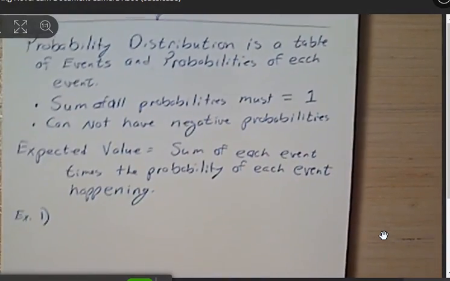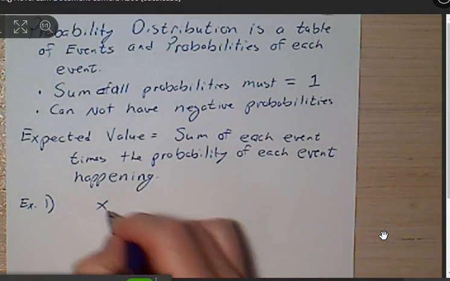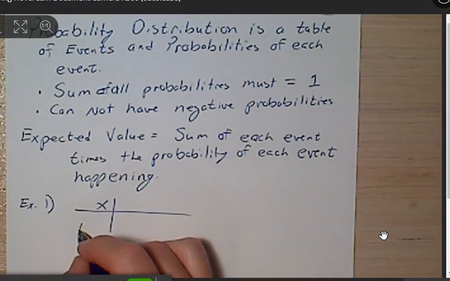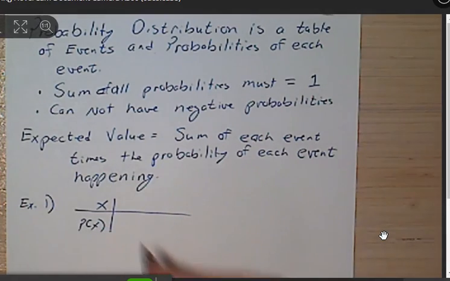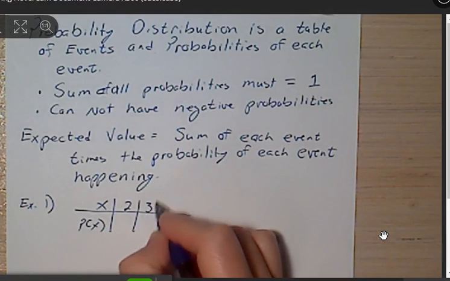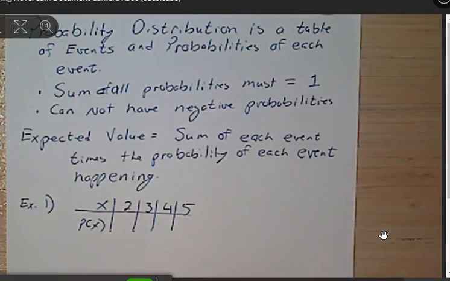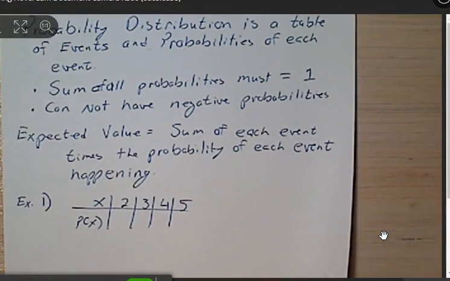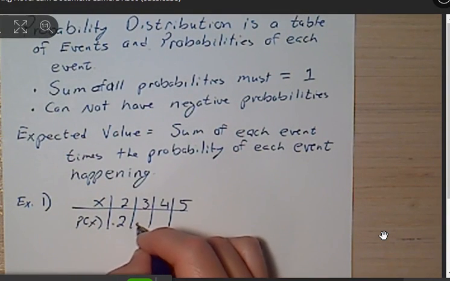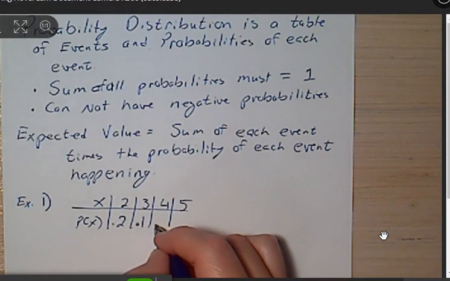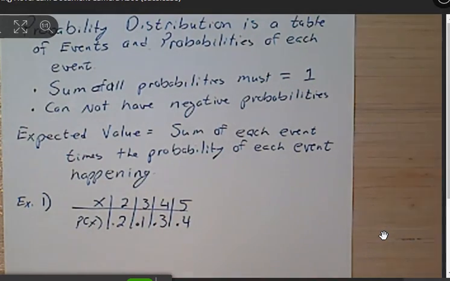Okay, so the very first one may be something like this, where you've got x and then P of x. Let's say x is 2, 3, 4, 5. So your events happening were 2, 3, 4, or 5, and your probabilities are going to be 0.2, 0.1, 0.3, and 0.4. So just a small table of events here, and they're going to ask you, what's the expected value?